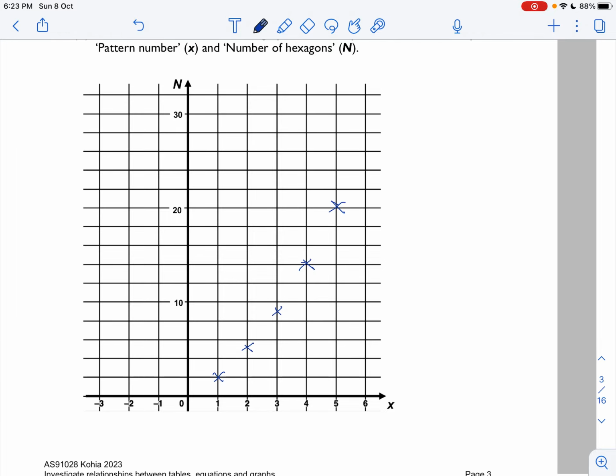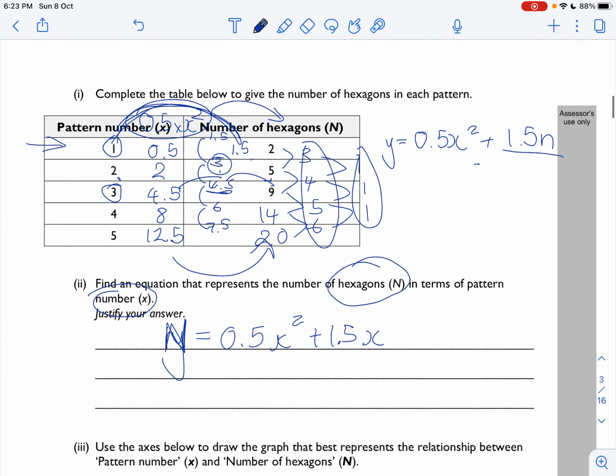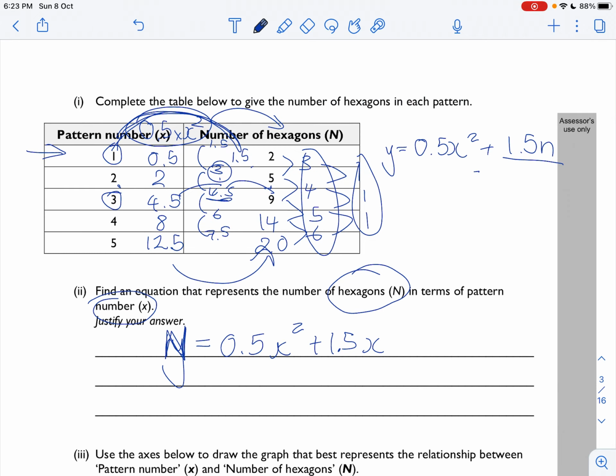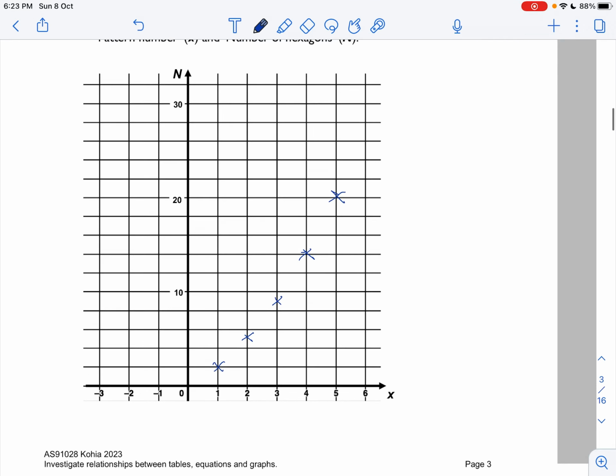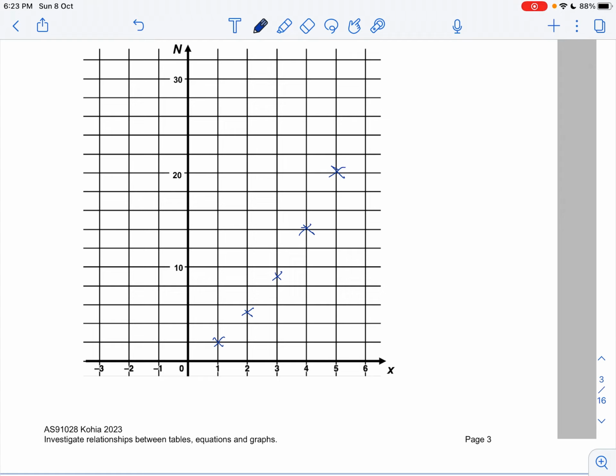Now, then you make the decision, do I join them up or not? Can you have 1.5 patterns? No, you can't, so therefore you just leave it as crosses like that. And that is question 1b.